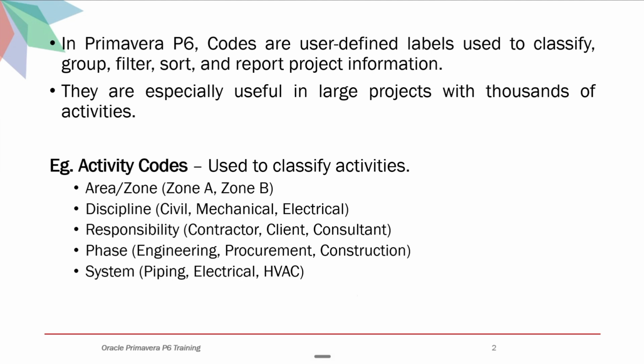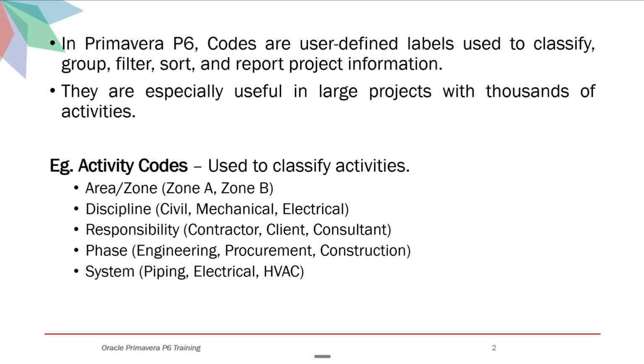In Primavera P6, codes are user-defined labels used to classify, group, filter, sort, and report project information. Let's take an example of activity codes in P6. Activity codes can be used to classify activities in different ways, such as area, discipline, responsibility, or any other category that suits the project requirements. This will give you a clear understanding of what activity codes are and why they are important.